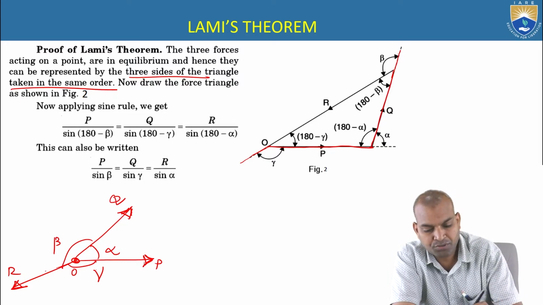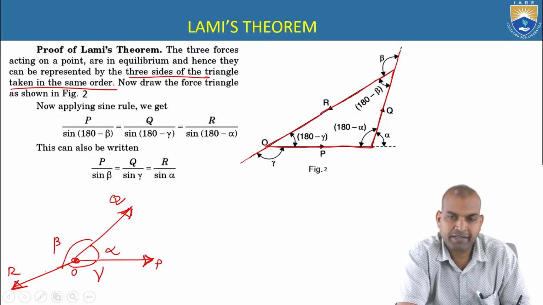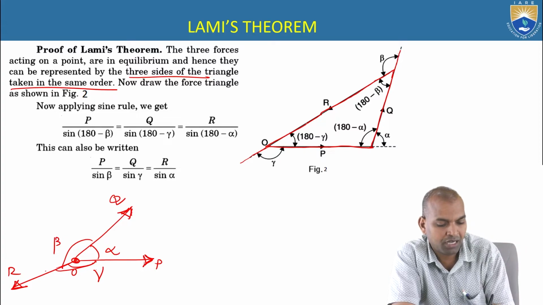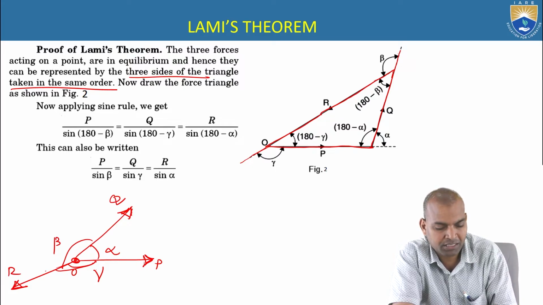And R you draw. This is a triangle. So here it is gamma, the angle between Q and R. This is the R extension. If it is the gamma, the angle it is 180 degree. So 180 minus gamma. This is the angle.